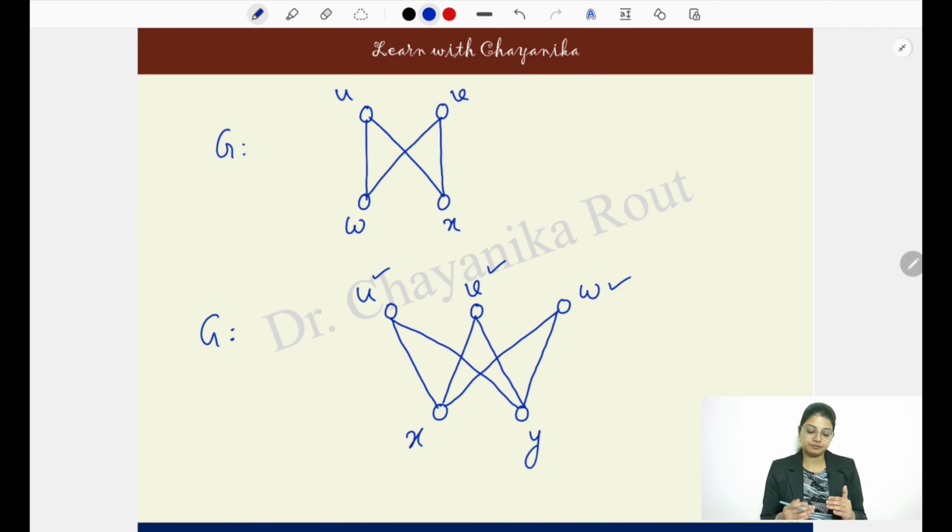You will find automatically for the other partite set also, X has been already made adjacent to all the vertices U, V, W of the other partite set. Similarly, Y is also adjacent to all the vertices of the other partite set. So now there is no more possibility of inserting any more edge in this graph, keeping it a bipartite graph. This is a complete bipartite graph. So these graphs, suppose G1 and G2, are complete bipartite graphs.